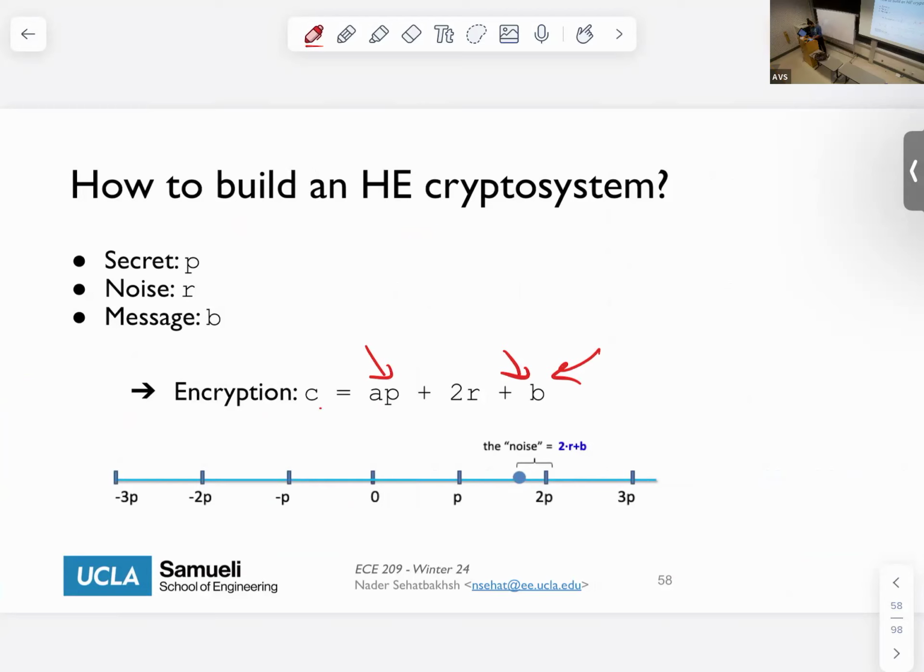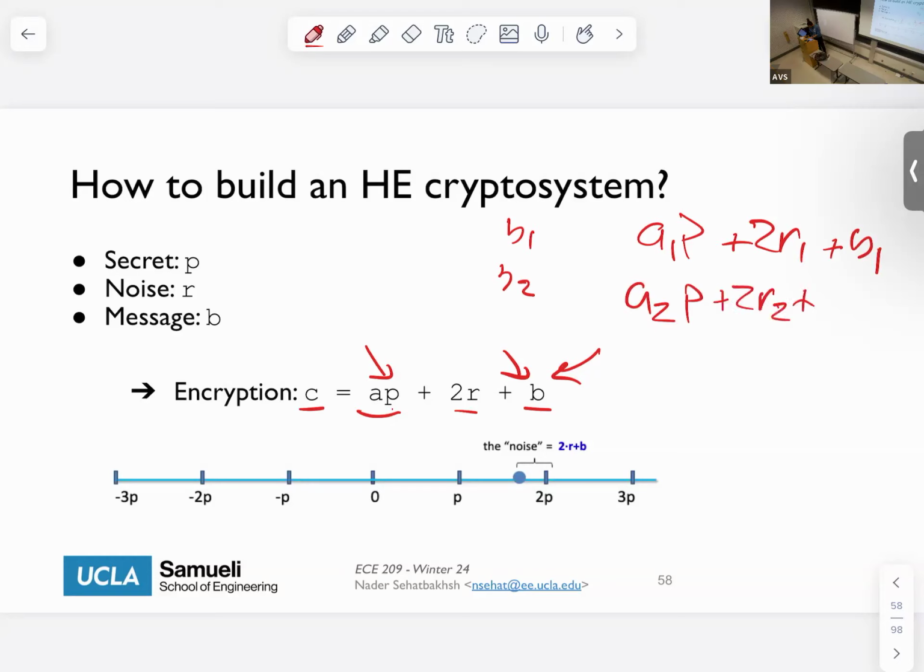So here's how I'm going to encrypt things. I'm going to do A times P plus 2R plus B, okay? And then, for example, if I have two messages, let's say B1 and B2, I'm going to get A1P plus 2R1 plus B1, and then here I'm going to do A2P plus 2R2 plus B2.